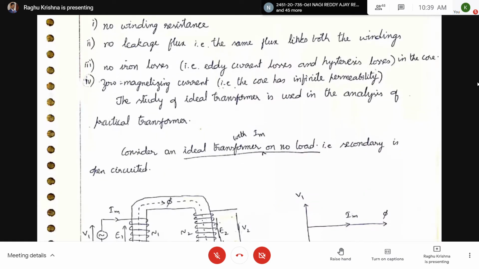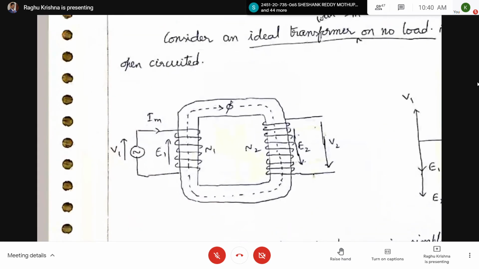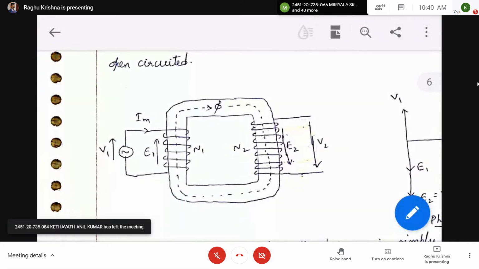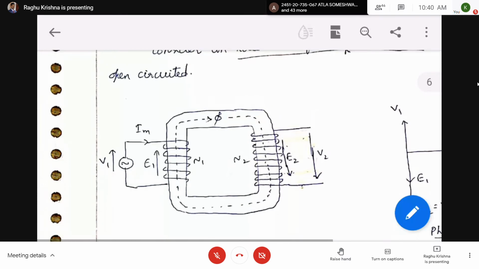Now here, consider an ideal transformer with Im on no load. That is, the secondary is open circuited. No load means the load is not connected to the secondary. That means the secondary will be open circuited. See the diagram. Here this is an ideal transformer with the secondary open, with no load. Now here we are considering Im.